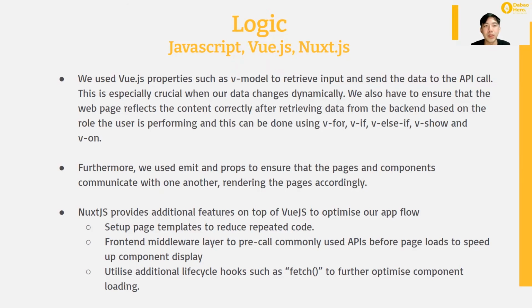So for the logic of our page, we use Vue.js properties such as v-model to retrieve input and send the data to the API call. This is especially crucial when our data changes dynamically. We also have to ensure that the web page reflects the content correctly after retrieving data from the backend based on the role the user is performing. This can be done using v-for, v-if, v-else-if, v-show, and v-on. Furthermore, we use emit and props to ensure that the pages and components communicate with one another, rendering the pages accordingly.